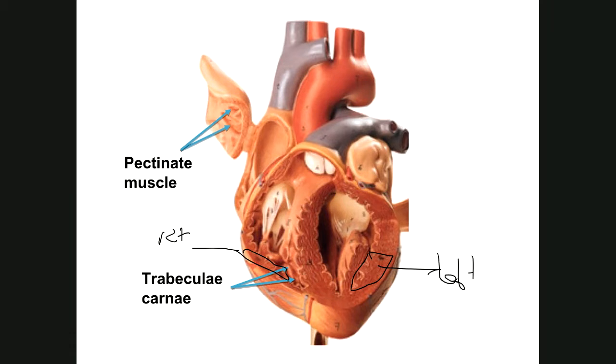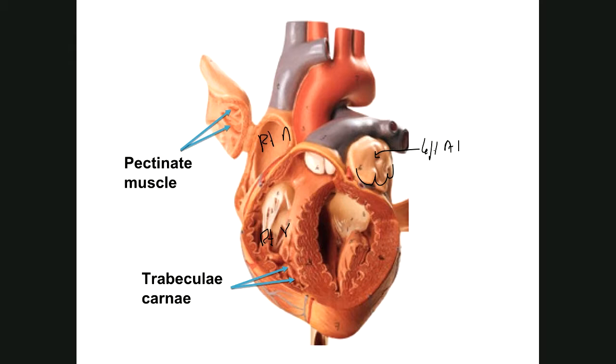So we should be able to pick out these individual chambers. So here's the right atrium. There's the right atrium. There's the right ventricle. You can't really see it on the inside, but there's the left atrium. We can see our little dog ear-like thing right there. There's the left atrium, and there's the left ventricle.